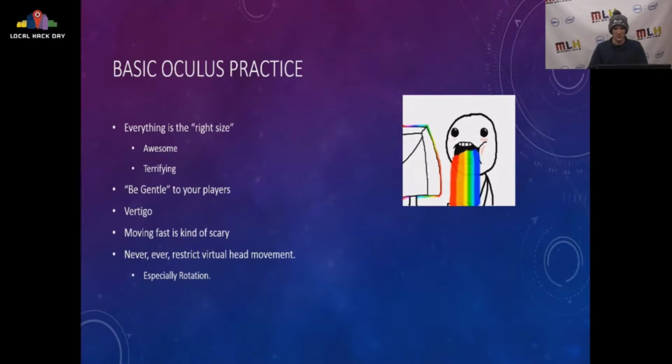VR is rather new, so there are some best practices that they've put out in the Oculus Connect talks that they did, which you can also watch on YouTube. But just summarizing what they said really quick: everything looks the right size. Because you have two eyes, two cameras, and two images being streamed to both of your players' eyes, they get stereoscopic vision. And as a result, they get depth perception. So everything in the world appears the correct size.